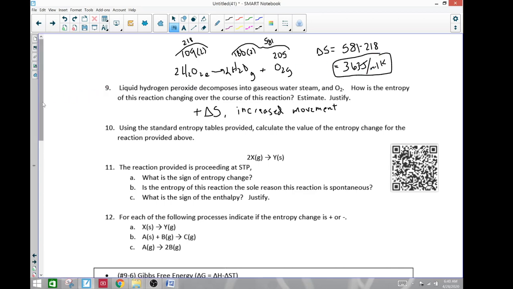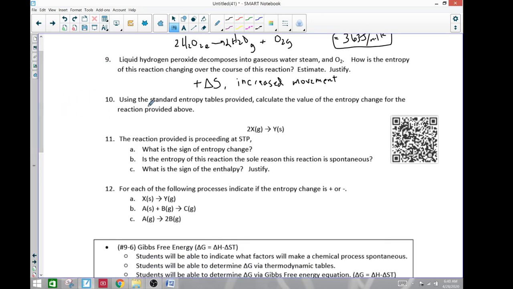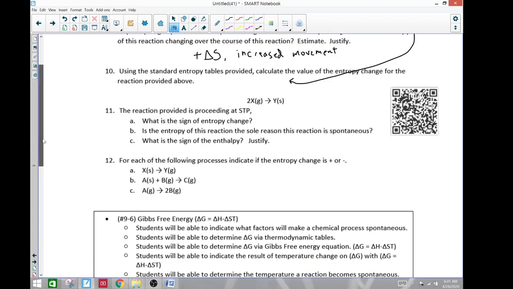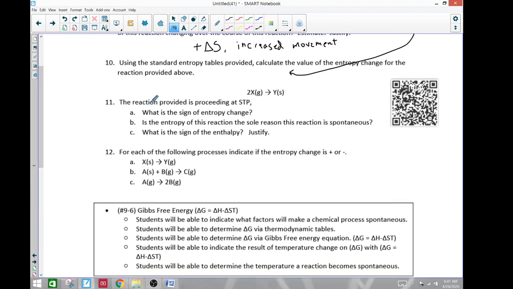All right, next, using the standard entropy tables, provide, okay, this is going to be this answer right there. All right, so we got a new reaction. The reaction proceeds at STP. What's the sign of entropy change? Gas to a solid, so I'm losing movement, losing disorder, negative delta S. Is the entropy of the reaction the sole reason for spontaneity? No. In fact, this is not a spontaneous situation.